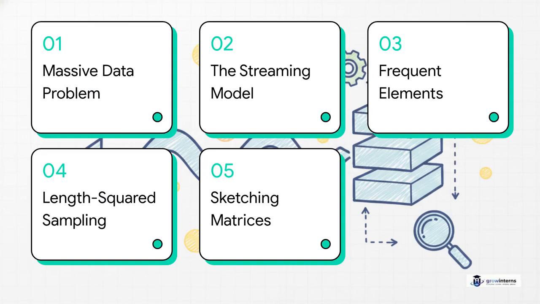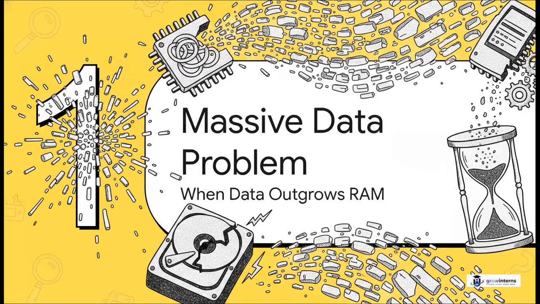Well, here's our roadmap for today. We're going to cover the massive data problem, define a streaming model, look at how to track frequent elements, and then jump into length-squared sampling and sketching large matrices. Let's get to it. Section 1.